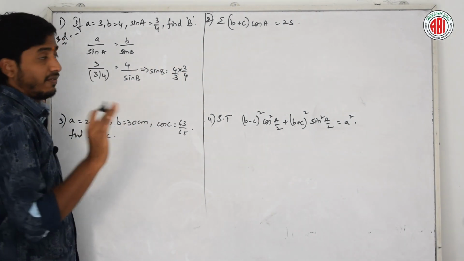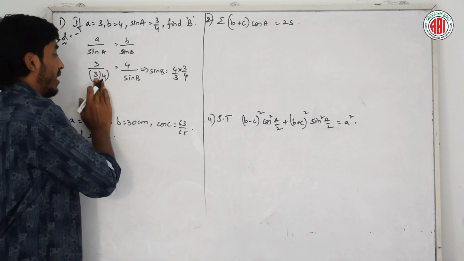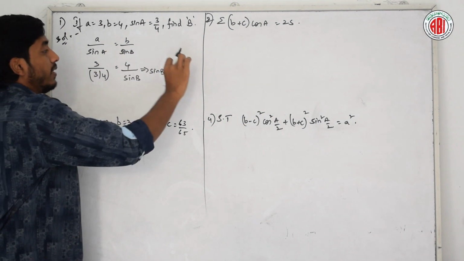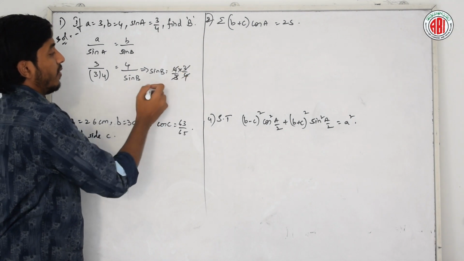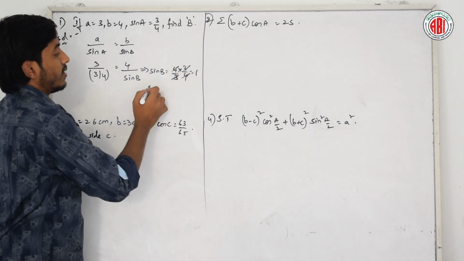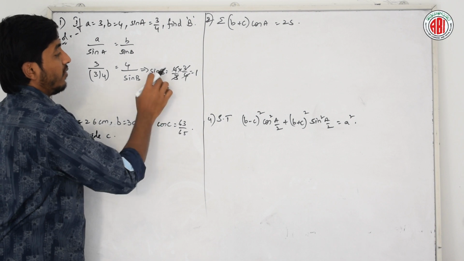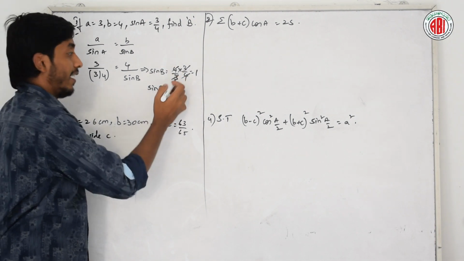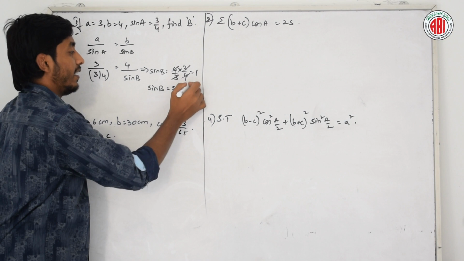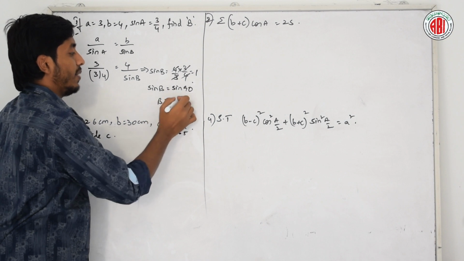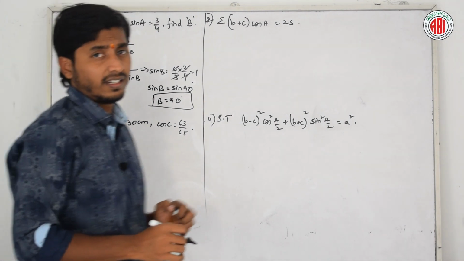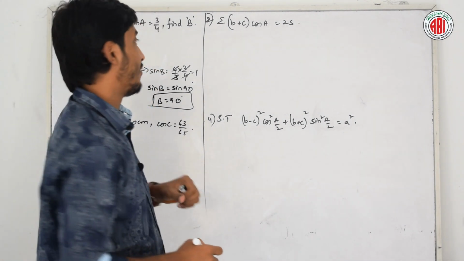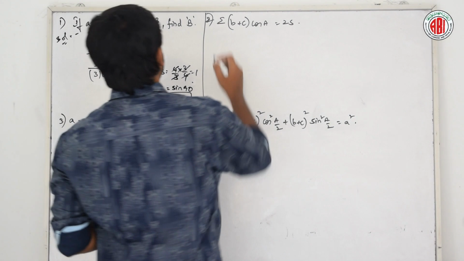Once again, see here, I have taken this 3 by 4 as it is to this side, and this 3 will come to the denominator. 3, 3, 4, 4 will get cancelled. I will get the value of sin B as 1. When do we get 1 in sin? That is sin 90. Therefore, the value of angle B is 90 degrees. Is it not easy? Fine. Let us see this question.